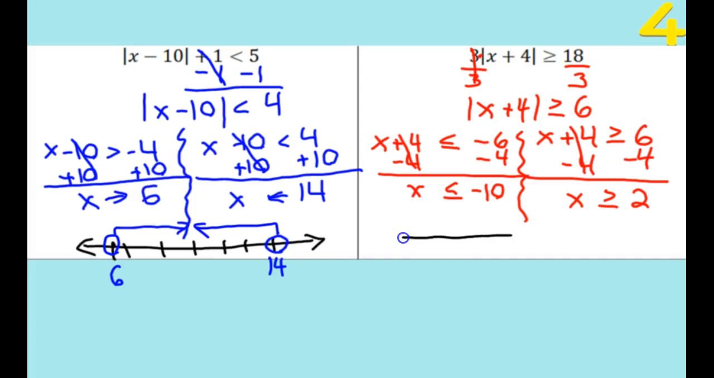Last step is to graph. We're going to have closed circles because we have the line underneath them. One is going to be at negative 10. This one is pointing to the left. The other will be at 2, pointing to the right. So x can be anything less than negative 10 or greater than 2.